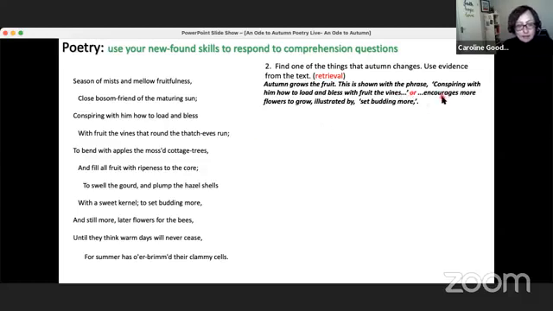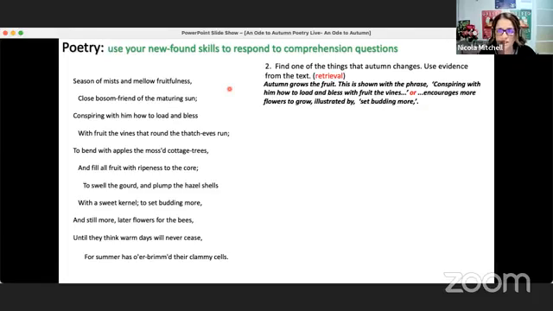Or we could say, alternative answer, autumn encourages more flowers to grow, and this is illustrated by the phrase "set budding more." I don't know about you, but at the moment I have loads of buds on the trees in my garden still, which is quite amazing. Okay, brilliant. So there's lots of interaction there as well, Caroline, and people just picking out. There's not one answer to this either. As long as you can provide evidence, you're on the right track.